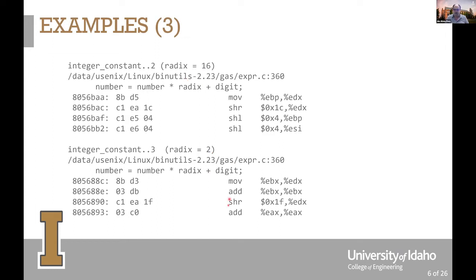And notice the code here is a little different, because here it knew it was base 16 and here it was base 2, so it did things differently. But it took a single function, integer constant and expression.c, and broke it up into 5 functions. So what's the function?